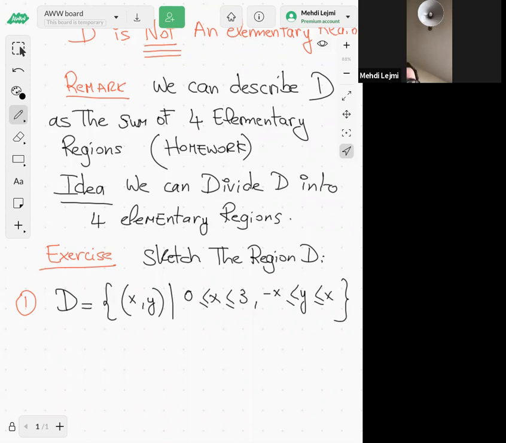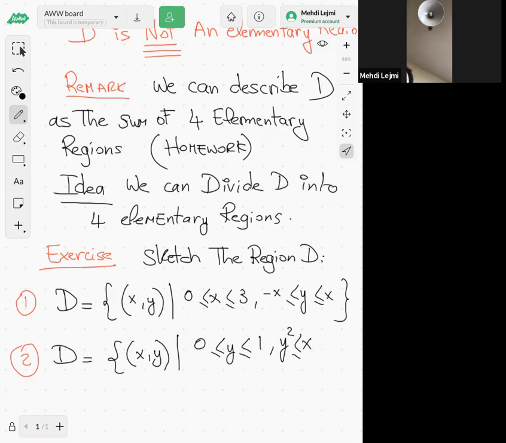Number two: D is the set of (x, y) such that y is between 0 and 1 and x is between y squared and y. All you have to do, guys, is sketch the region which corresponds to this set of points. I'm going to give you, let's say, 5 minutes to think about this exercise.